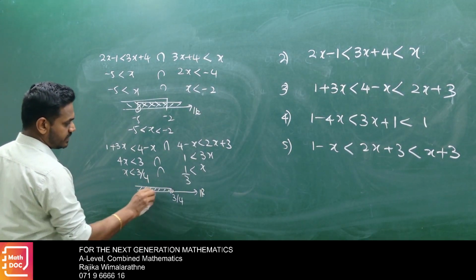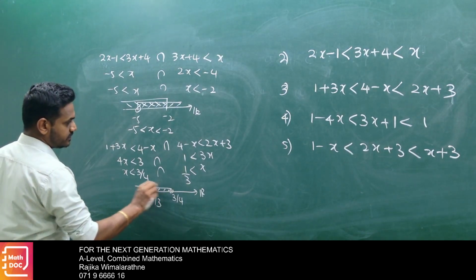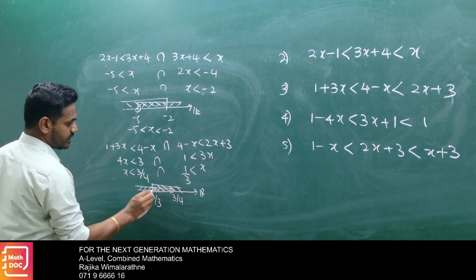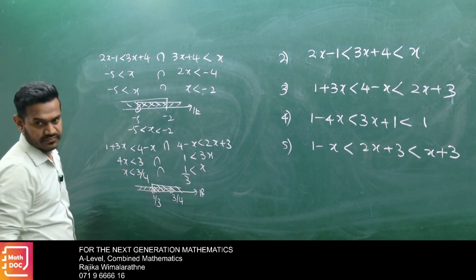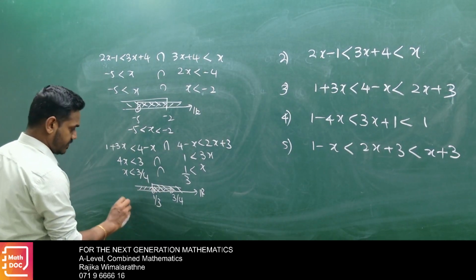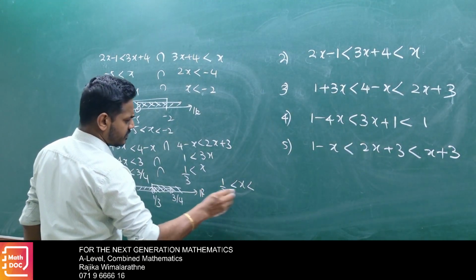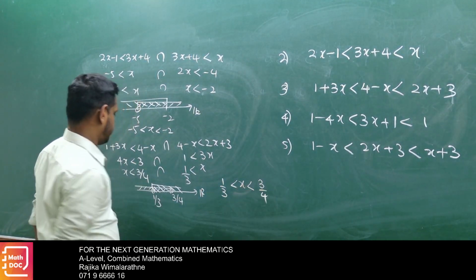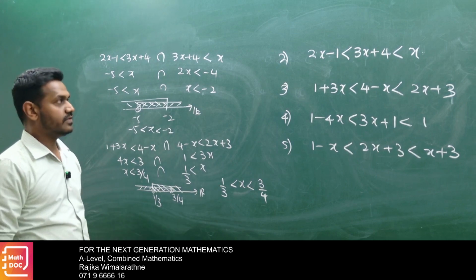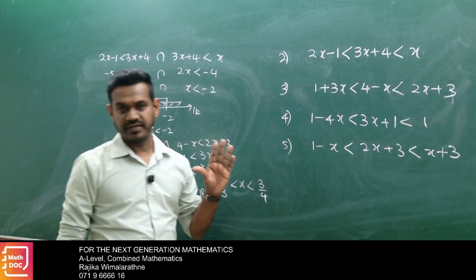Value greater than 1/3, 1/3 somewhere here, no? Then the common region is 1/3 to 3/4, no? X in between, three-fourth. So within curly brackets, write everything like a set.